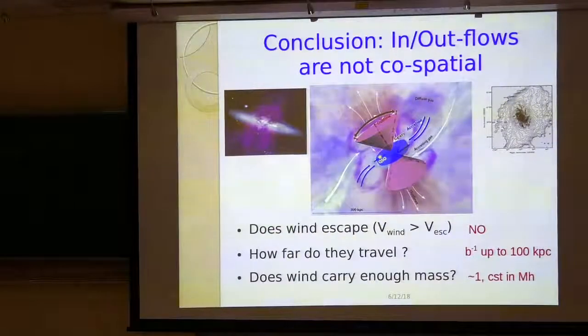We don't seem to see, at least in the mass regime where we are probing, a high mass, that the winds are fast enough to escape, at least the low ionization part of the wind. They travel up to 100 kiloparsec, that's how far we can trace them with magnesium. And does it carry enough mass? I think probably not, because in the mass regime where we are, we would expect a loading factor large enough to explain the low baryon fractions of galaxies, whereas what we find is the loading factor is around unity and constant with mass. So I'll leave it at that and take questions. Thank you very much.